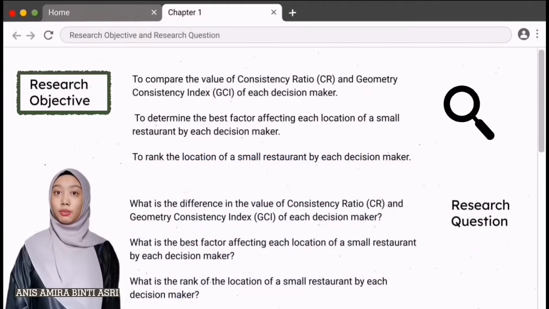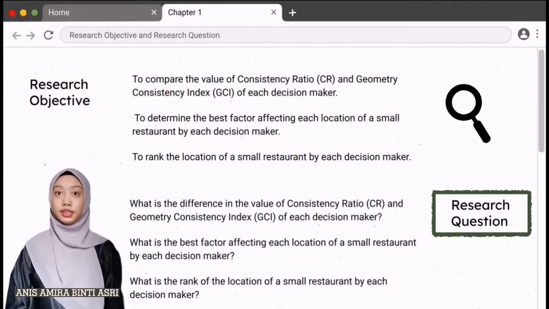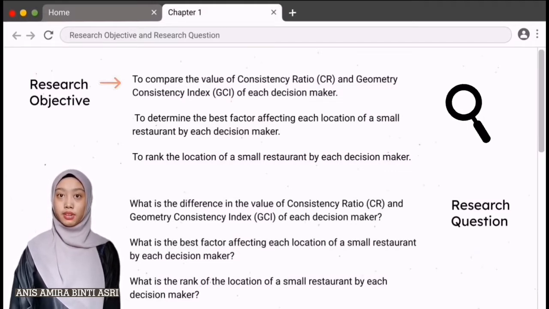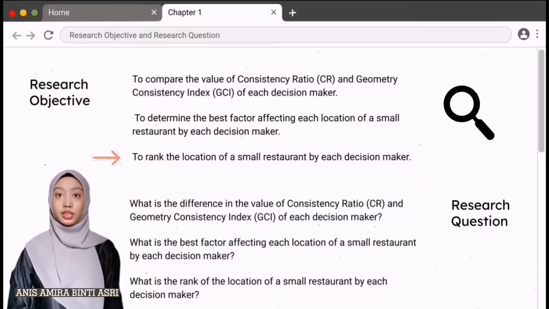Next, there are 3 research objectives and 3 research questions for this study. The first research objective is to compare the value of the consistency ratio and geometric consistency index of each decision maker. Next, to determine the best factor affecting each location of a small restaurant by each decision maker. And lastly, to rank the location of a small restaurant by each decision maker.